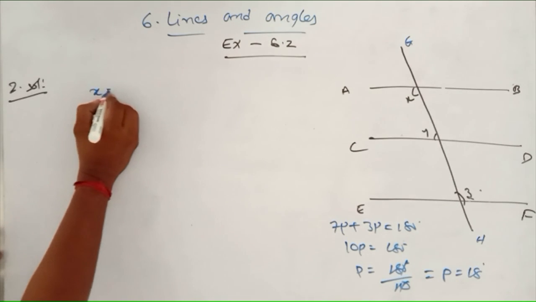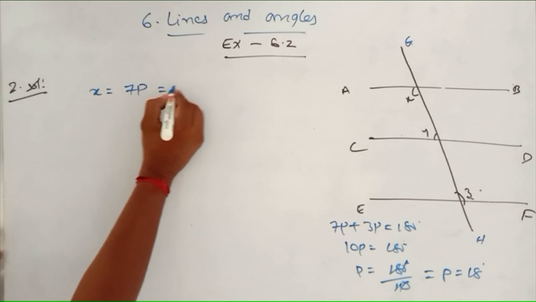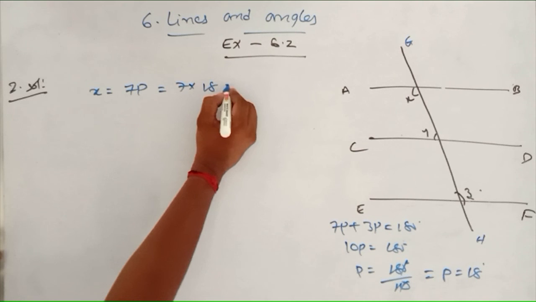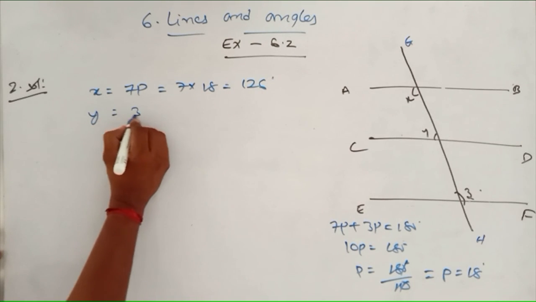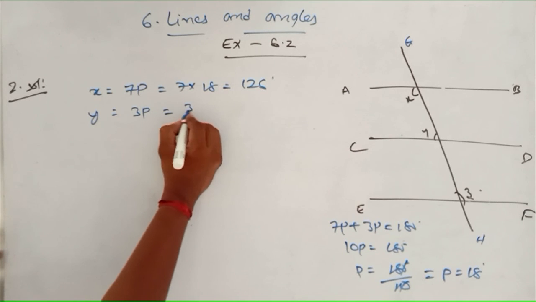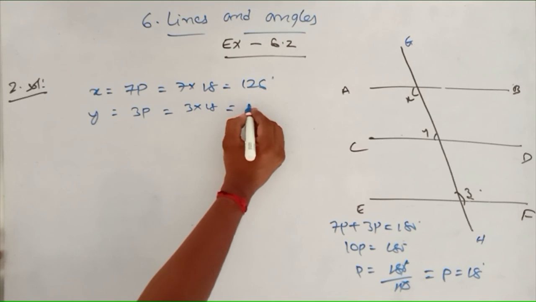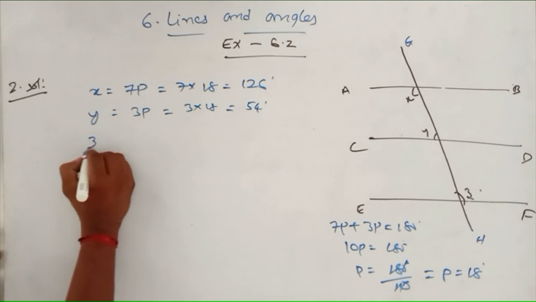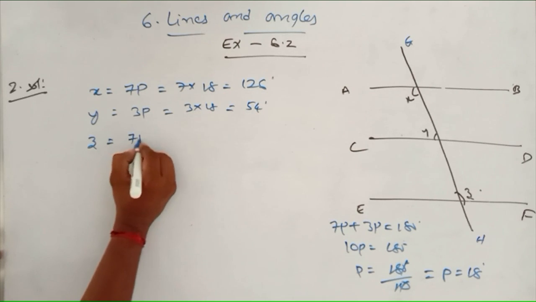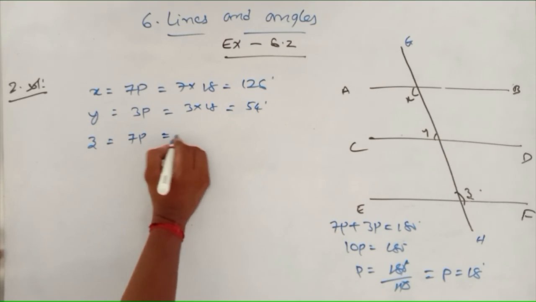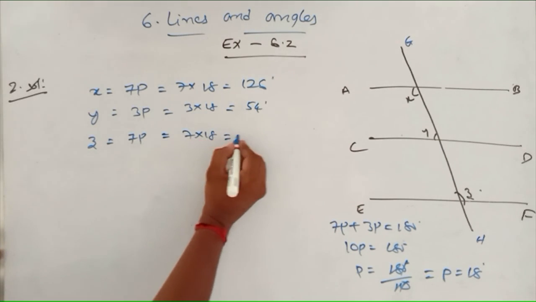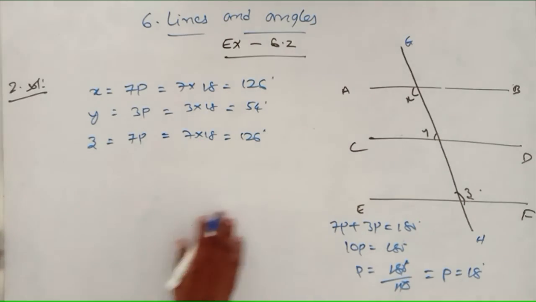Now x is equal to 7p, that's equal to 7 into 18, which is 126 degrees. Now y is equal to 3p, that is 3 into 18, which is 54 degrees, and z is equal to 7p, because x and z are equal. That's equal to 7 into 18, which is 126 degrees.